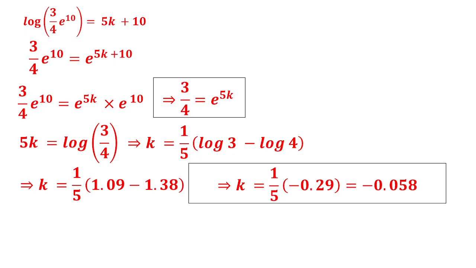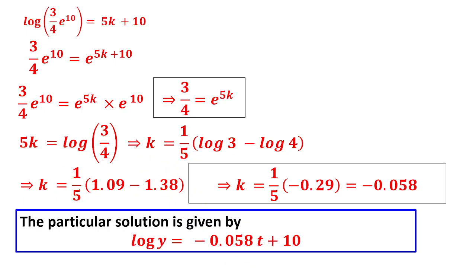It is minus 0.058. Therefore the answer is log y is equal to k into t, therefore minus 0.058 t plus c, therefore plus 10.